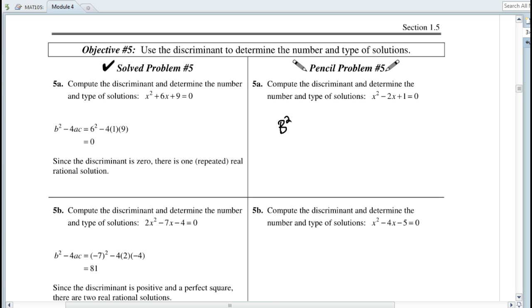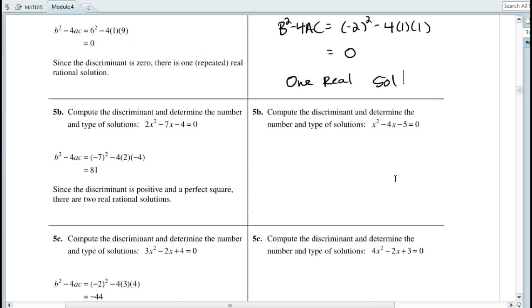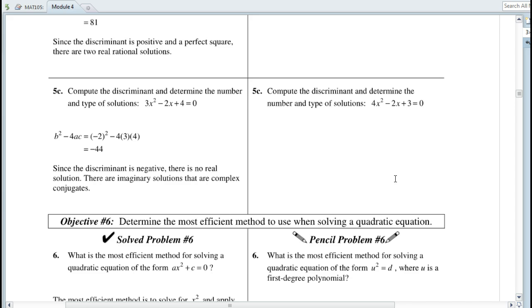So b squared minus 4ac here is equal to negative 2 squared minus 4 times 1 times 1. We end up with 0. So that tells us that we have one real solution. Next two we can probably do pretty quickly in our head. So b squared here is going to be 16 minus 4 times 1 times negative 5. So we'll get 16 plus 20, so we know we're going to get 2 real solutions because it's a positive number, whatever it is. Next one, 4 times a times c is going to be a big number, something like negative 48, and b squared is just 4, so that should give you 2 complex solutions.